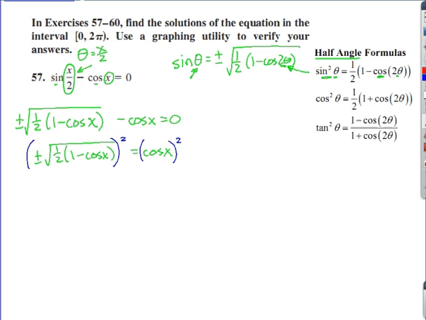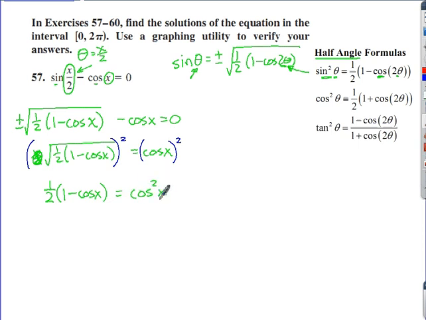Okay, anyways, when we square this one, the plus and minus thing doesn't really matter, because if it's plus and it gets squared, it's still plus. If it's minus and it gets squared, it's also plus. So just ignore this part. It's going to be plus regardless. And so here we're just left with 1/2 times (1 minus cos x). And that equals cosine squared x.